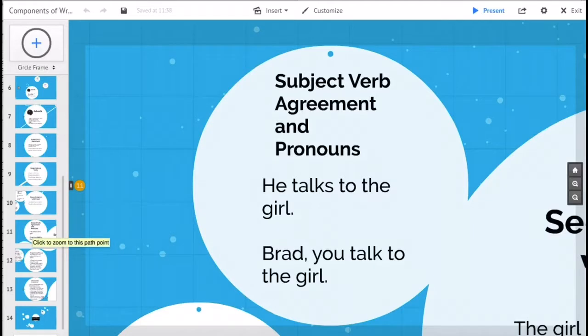Okay, so nouns and pronouns. Or just pronouns, sorry. He talks to the girl, and then the second sentence says Brad, comma, you talk to the girl. So when it's he talks to the girl, then we have singular on both. But when we put a name, in this case Brad, in front of it, then you and talk: you is singular, talk is plural.